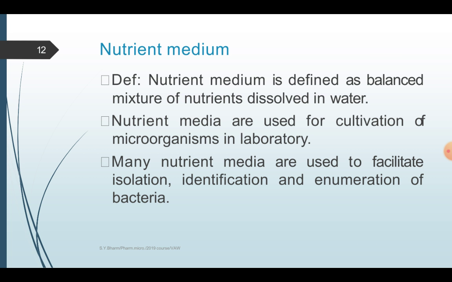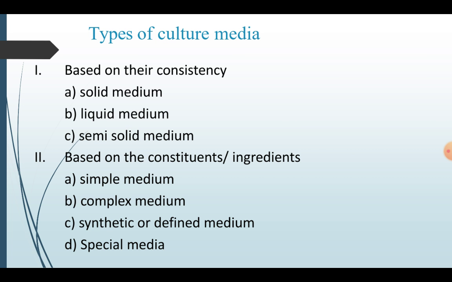Nutrient media. Definition: nutrient media is defined as a balanced mixture of nutrients dissolved in water. Nutrient media are used for cultivation of microorganisms in the laboratory. Many nutrient media are used to facilitate isolation, identification and enumeration of bacteria. Types of culture media based on their consistency: solid media, liquid medium, semi-solid medium.